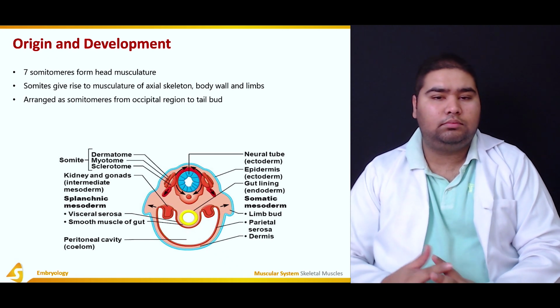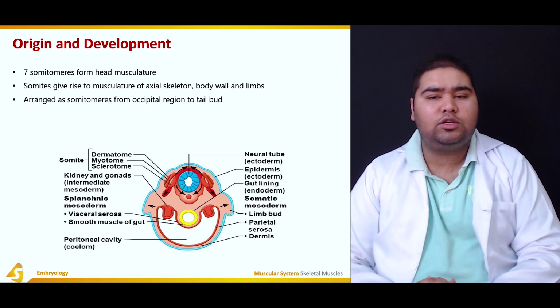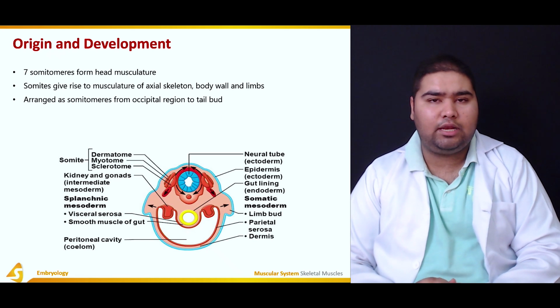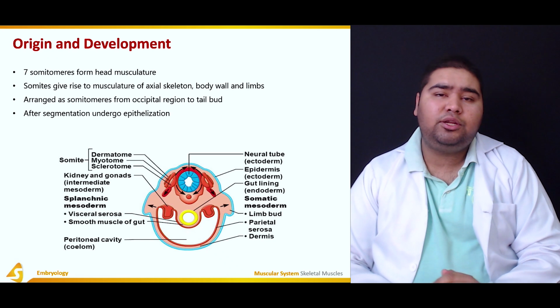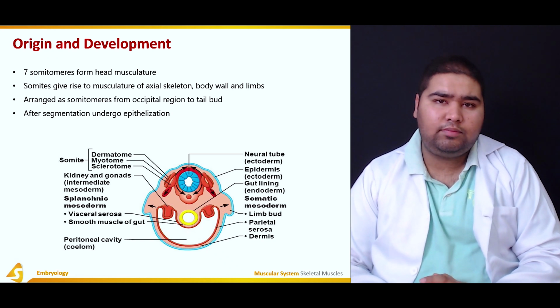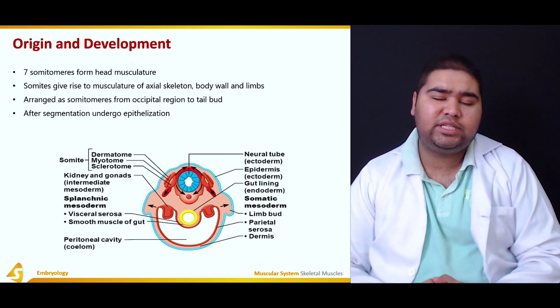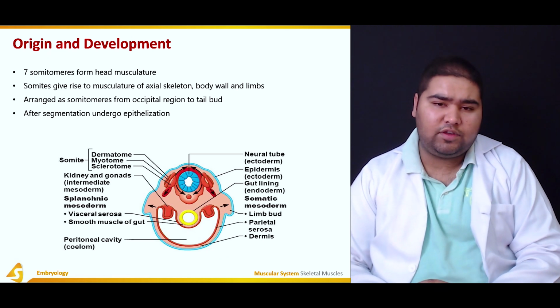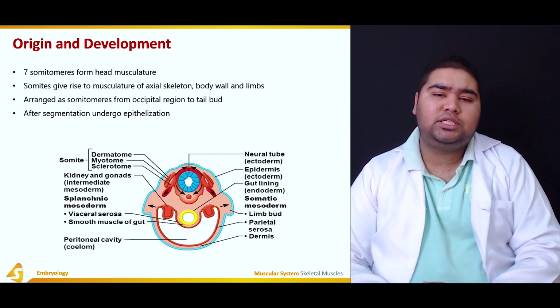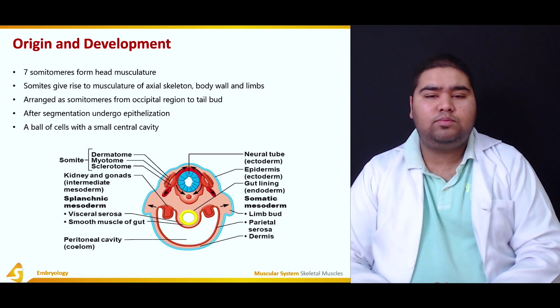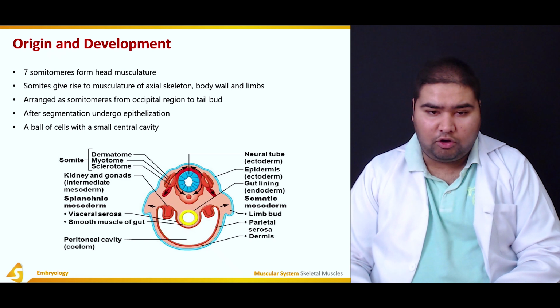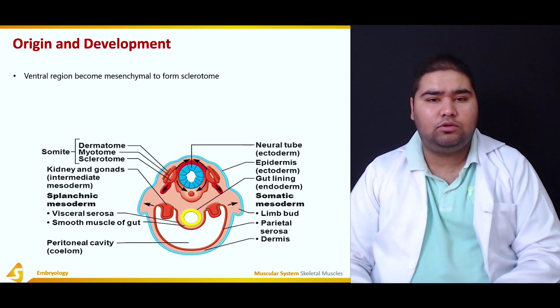So, they are arranged as somitomeres from the occipital region to the tail bud. They undergo segmentation, in which the caudal end of the upper somite and the cranial end of the subadjacent somite fuse. After segmentation, they undergo epithelialization. A ball of cells with a small central cavity is now formed, which is called the somite.